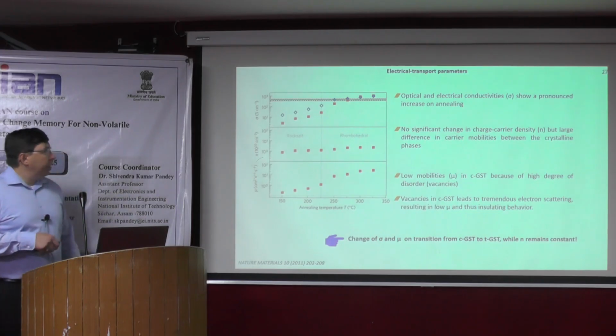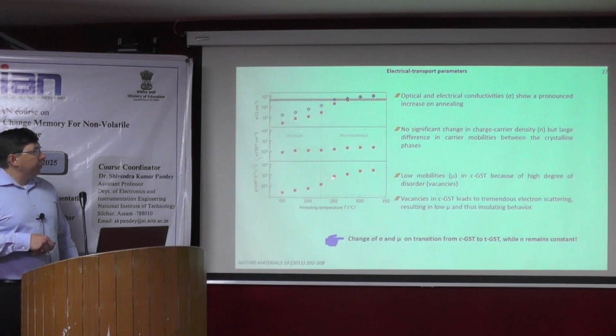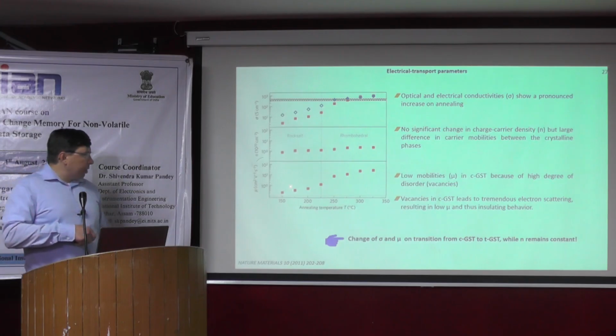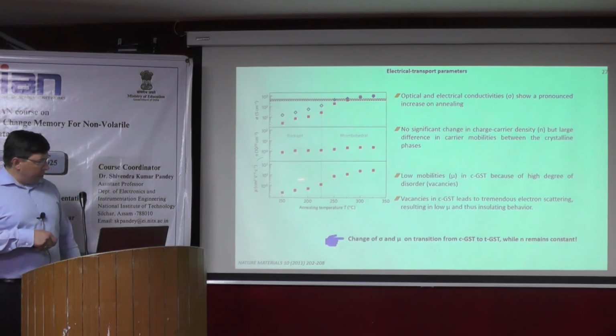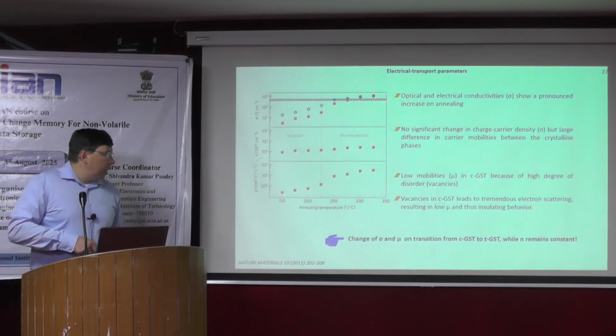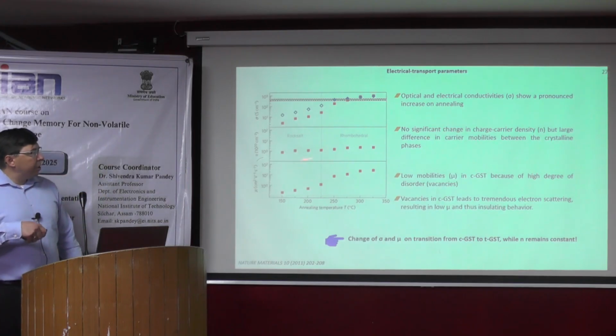And the mobility in GST is also changing with increasing temperature. In the cubic phase the carriers are low mobile, and then you increase the temperature to the stable trigonal phase. What you should also know is that the vacancies in this system lead to tremendous electron scattering, and this results in low mobility and thus insulating behavior. So again, here we have a disordered sublattice or disordered vacancies, and here they are more ordered.